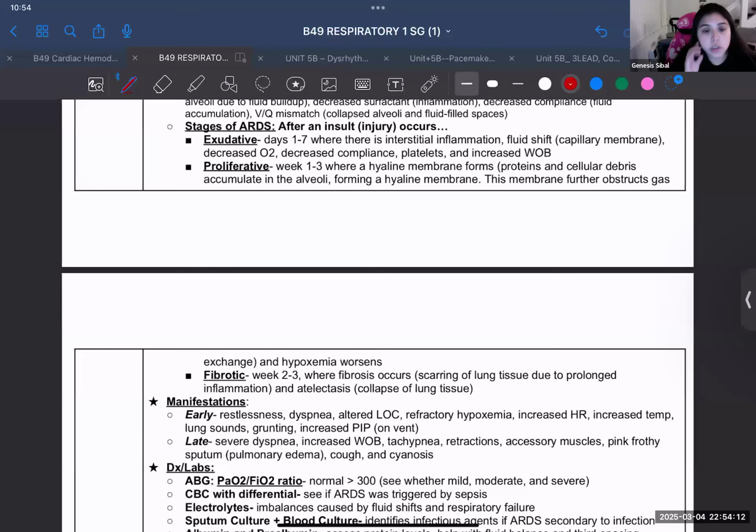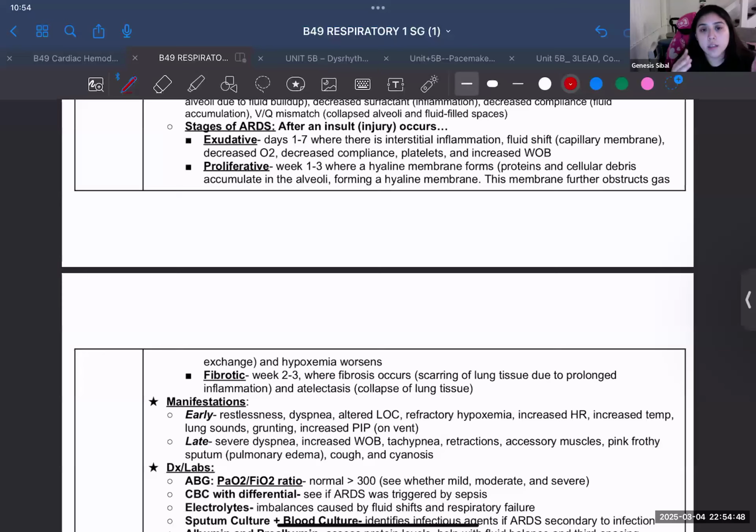The second stage, which is proliferative, is week 1 to week 3, and this is where the hyaline membrane forms. Proteins and other debris accumulate in the alveoli, because again, we're talking about ARDS, a respiratory issue, and it forms this membrane. If you look at the name of the second stage, it's talking about proliferating, so more debris and more proteins accumulate, and that creates the membrane. As long as you remember hyaline membrane, you'll be fine.